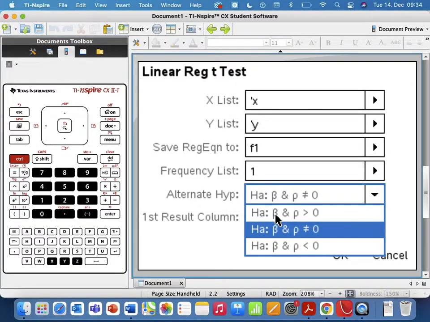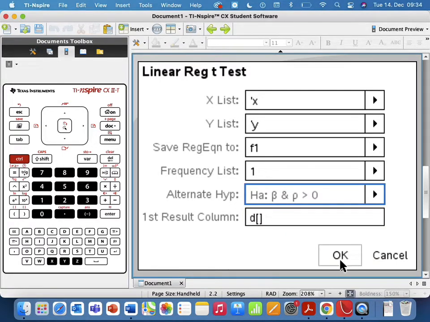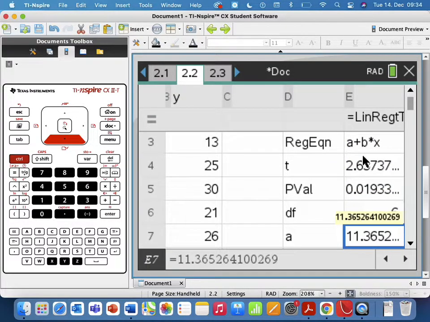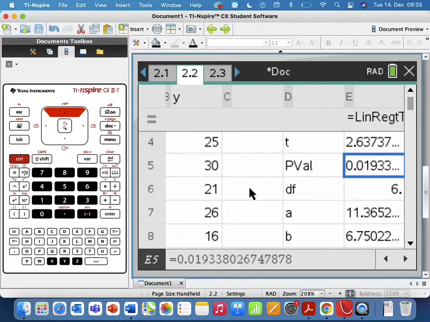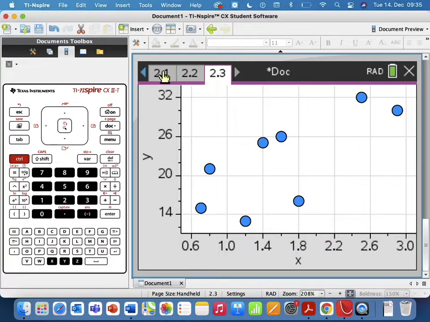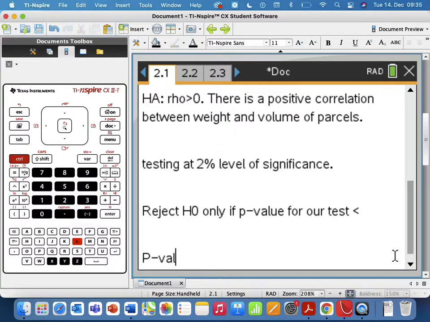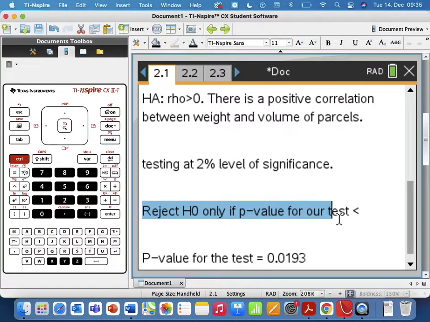You've also got a beta here, which is to do with the y equals mx plus c, but we're interested in this rho is greater than 0. And we press OK. Let's look down at our particular values, and look at that. The p-value is 0.0193. So go back to our answers. We have our p-value for the test equals 0.0193. And we reject H0 only if the p-value for our test is less than 0.02.